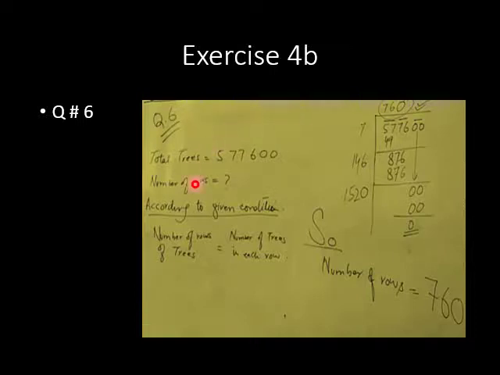The total number of trees is 577,600. We have to find the number of rows according to the given condition. Number of rows of trees is equal to number of trees in each row. It means that if number of rows is 5, then each row has 5 trees. If number of rows is 10, then each row has 10 trees.